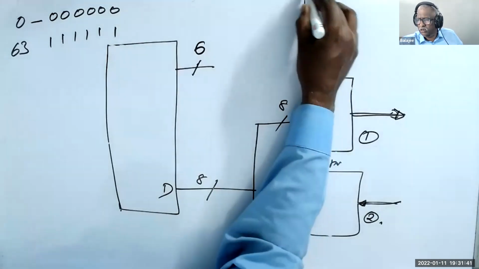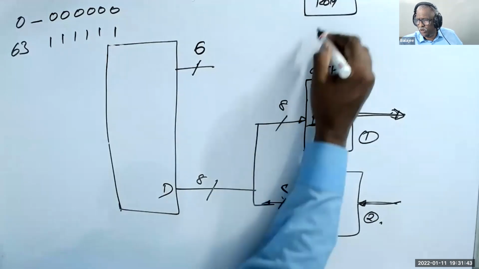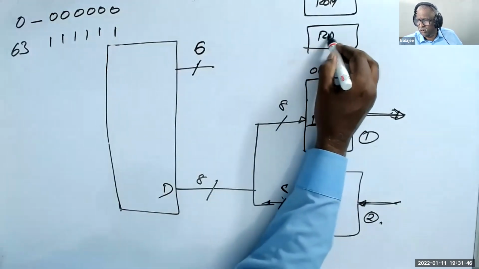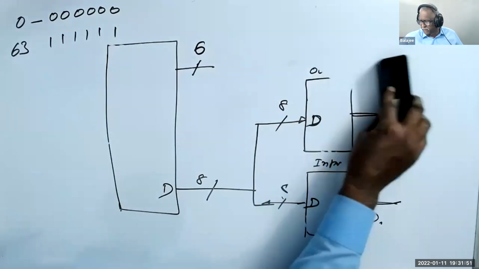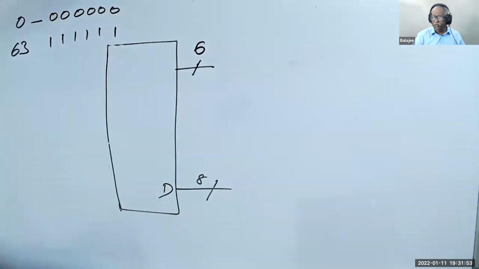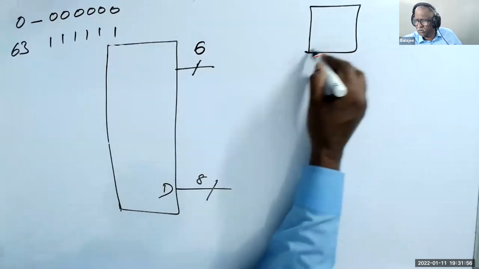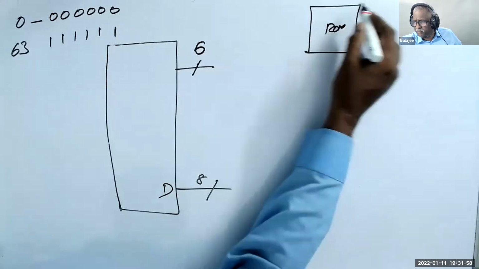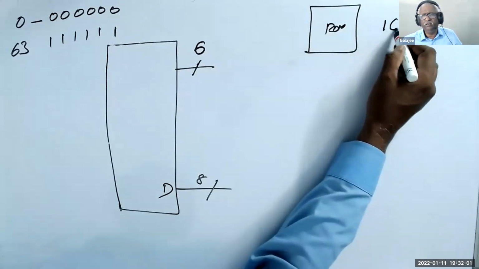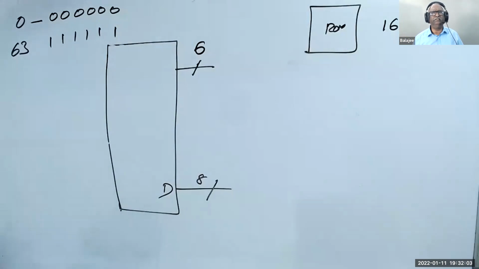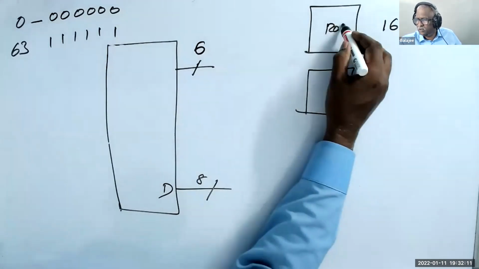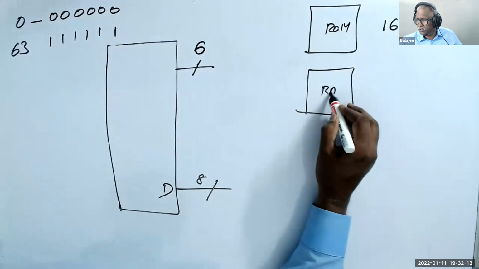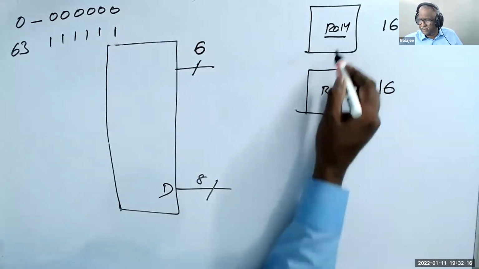One is called ROM. One is called RAM. So in the last class we discussed the memory map. In the memory map we discussed ROM, of some size, maybe about 16 bytes. ROM has about how many bytes? 16 bytes. Then I may have one more block called RAM. This is read only. This is read write.